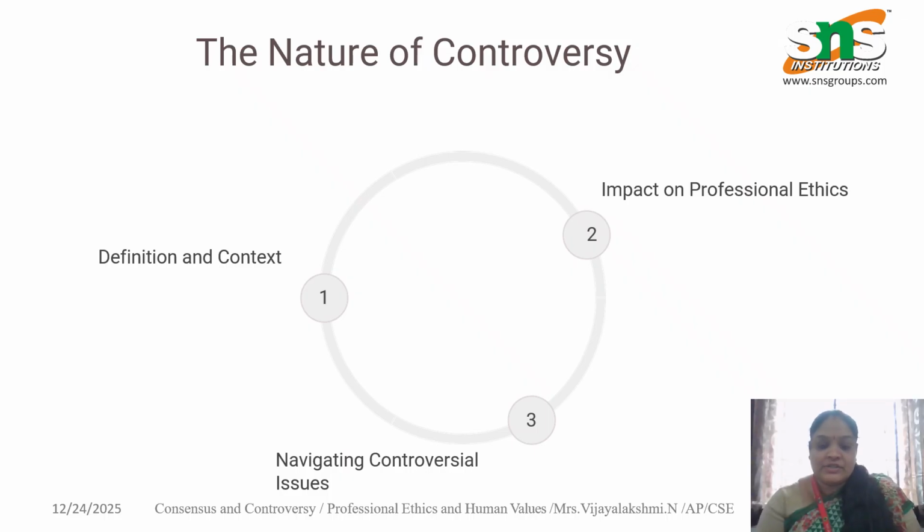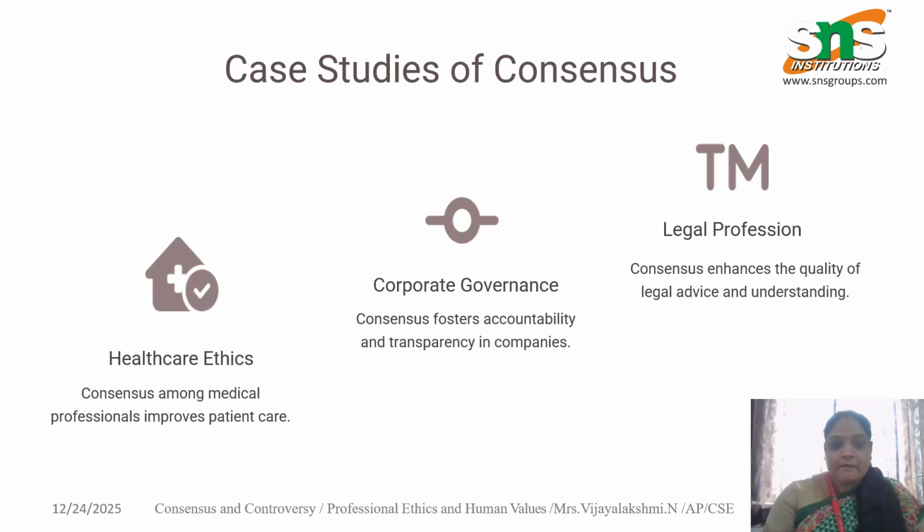Next is navigating controversial issues, and the next is case studies of consensus. Just now I discussed one case study. Healthcare ethics is one case study: consensus among medical professionals improves patient care. If you take the surveillance AI project, it will be very suitable for healthcare, where patients will be well cared for under surveillance even if the doctor or nurse is not present in the particular room. For this purpose, this AI project might be very useful. But in some other cases, the freedom of privacy is affected.